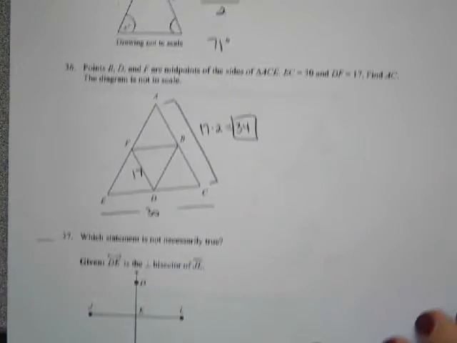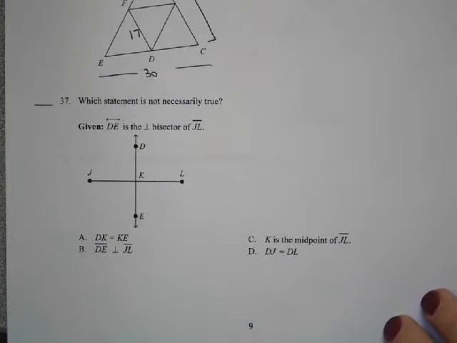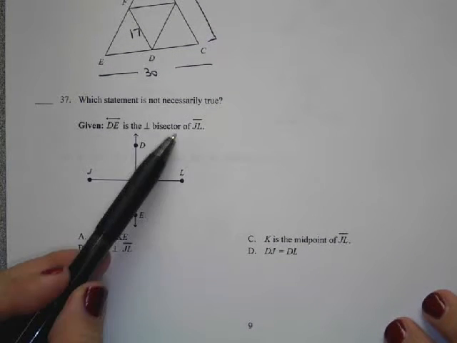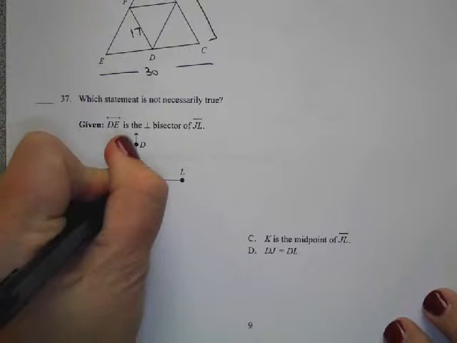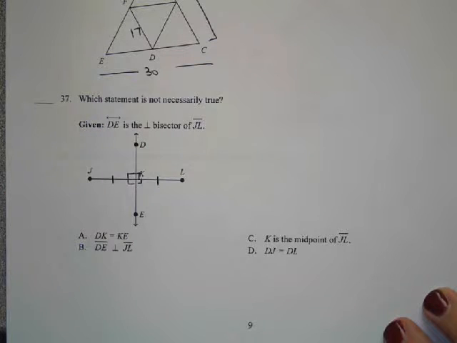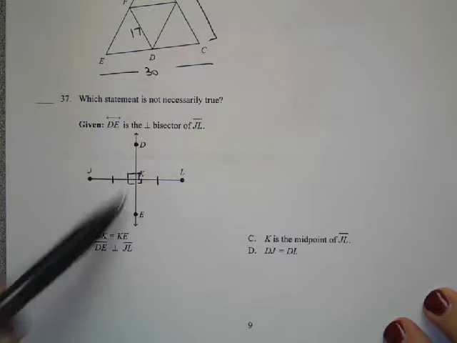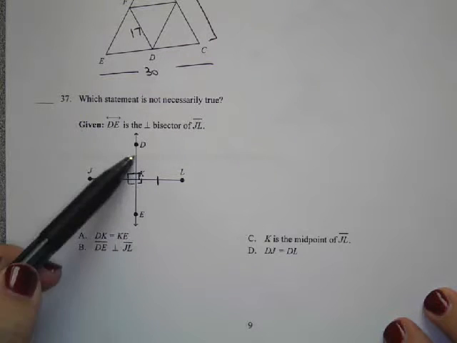And then for number 37, if DE is the perpendicular bisector, I can put right angles here, and I can put tick marks here. What is not necessarily true is that DK would be congruent to KE. I have no way of knowing this. So right off the bat, it's A.